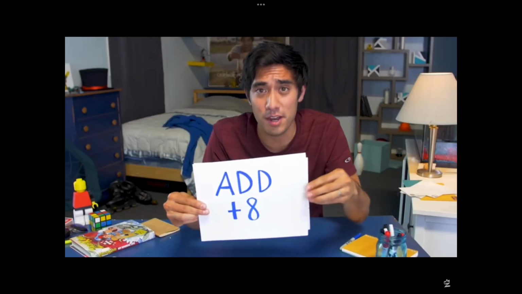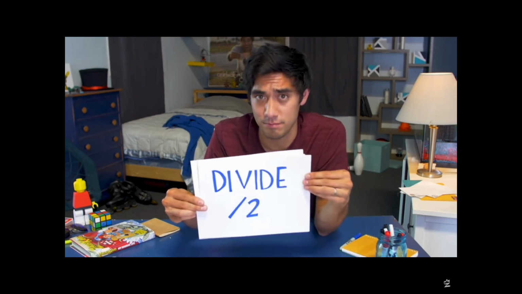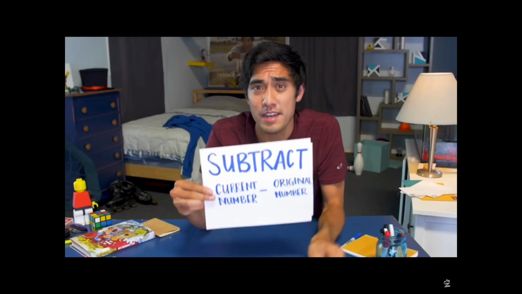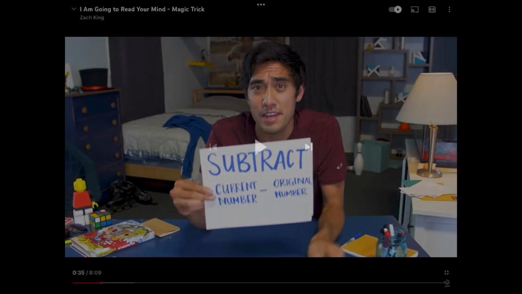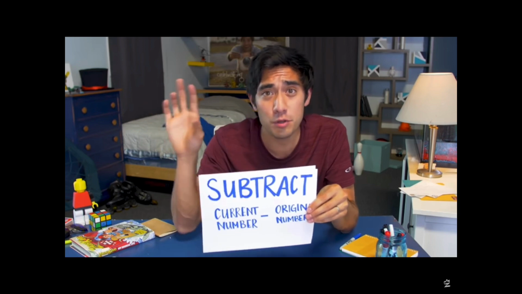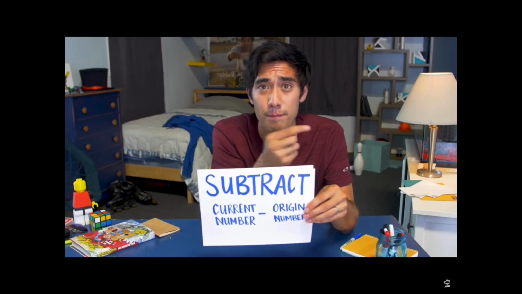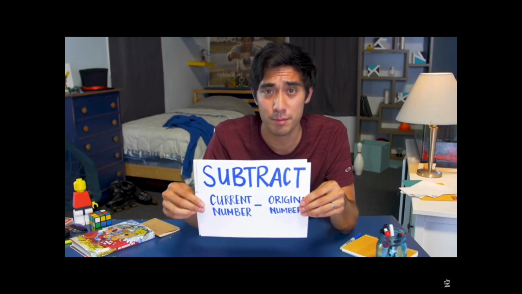Yeah, 20. Just making sure you're caught up, go ahead and divide by 2. That's 10. Okay, so take your current number and subtract the original number that you thought of, the 1 through 10 number.